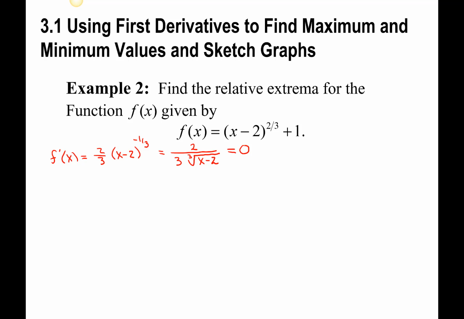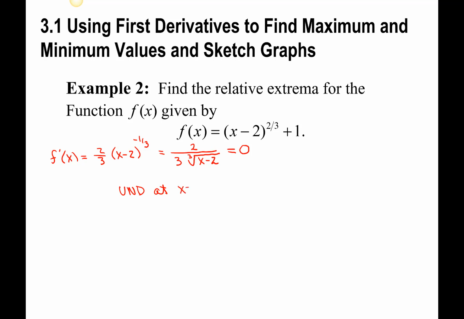Now this is a sneaky point here. Does this equal 0 when x is 2? Well, let's see, if we plug in 2, we're going to get 2 minus 2 is 0. What's the cube root of 0? 0 times 3 is 0, so we'll get 2 over 0. 2 over 0 is 0, right? No, Elizabeth's there looking, no, Chuck, come on. 2 over 0 is what? Undefined, isn't it? Our only critical value here is where the function is undefined.